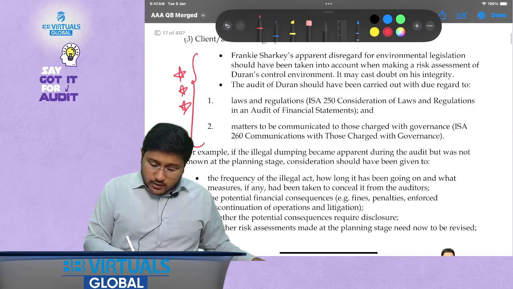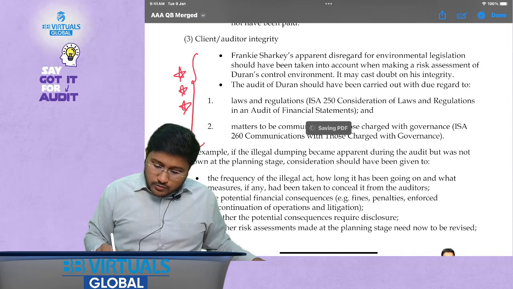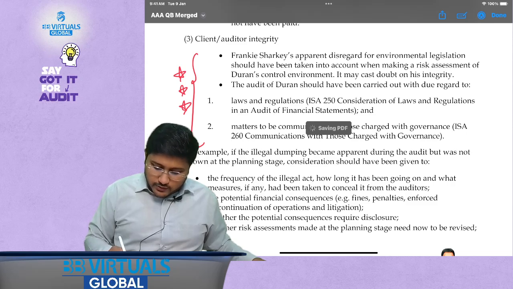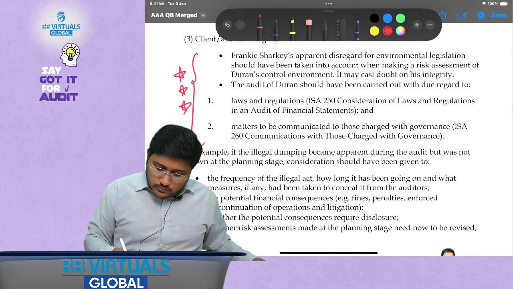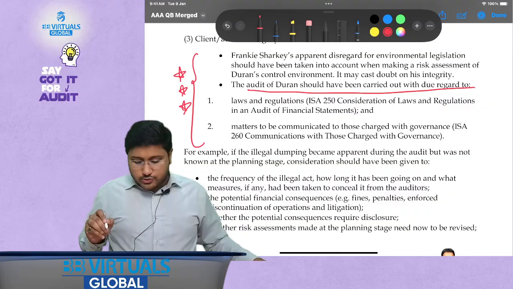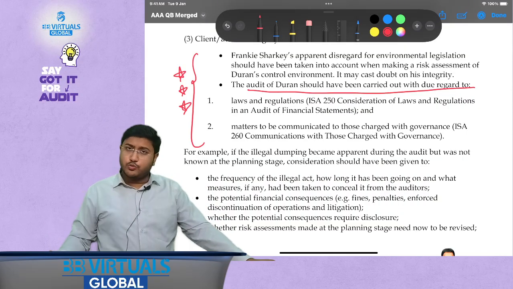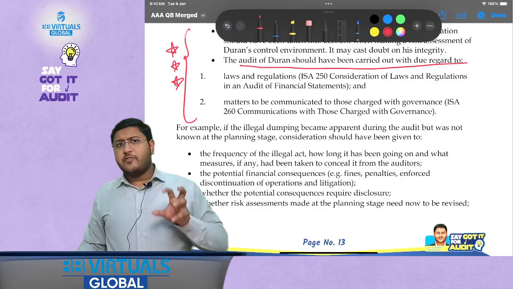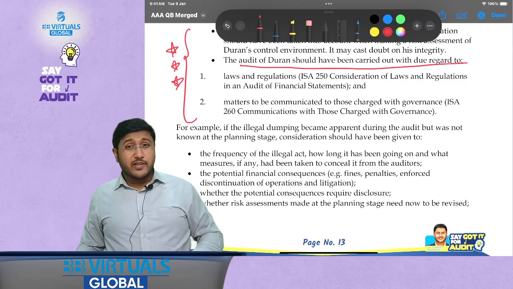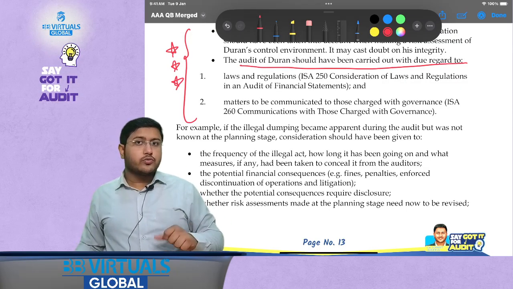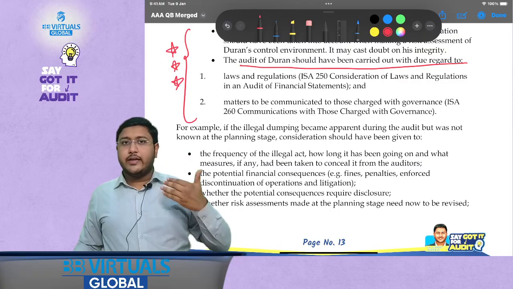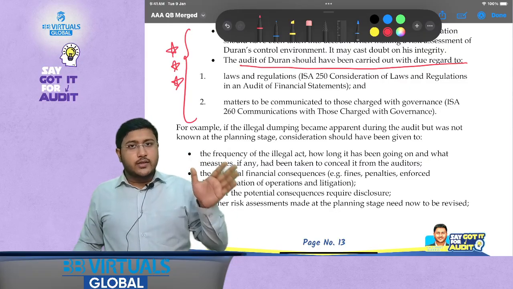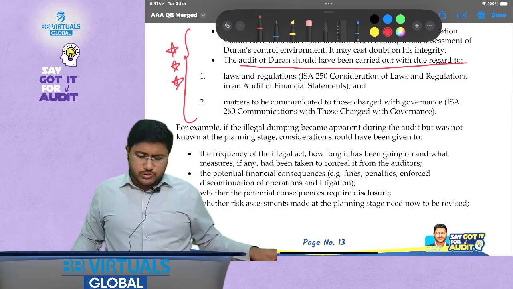Okay, that the audit of Duran should have been carried out with due regard to the following: laws and regulations as per ISA 250, and matters to be communicated to those charged with governance, ISA 260. Okay, since there is no point of internal control, that is why we have not mentioned ISA 265. Otherwise, if there was some failure of internal control related to it, then we could have also integrated ISA 265, which is communicating deficiencies in internal control to those charged with governance.